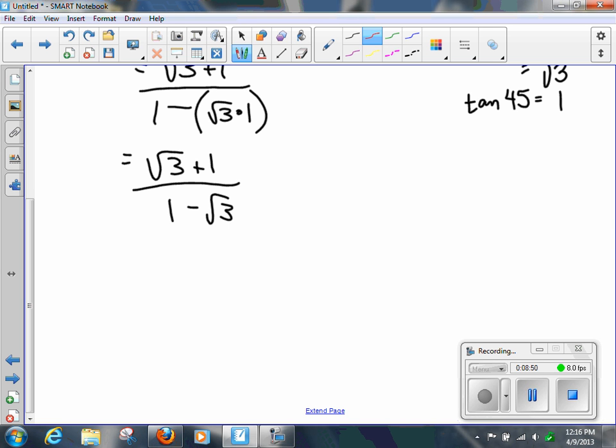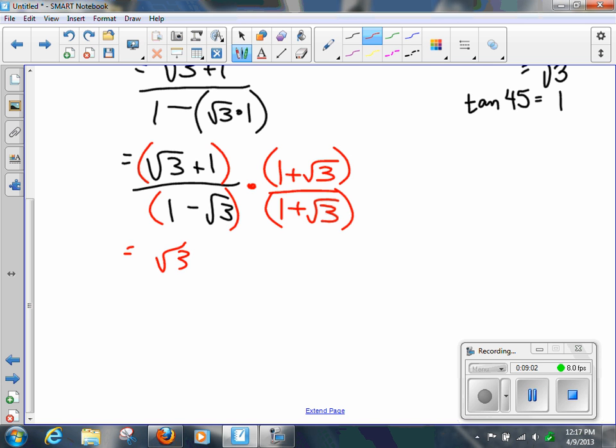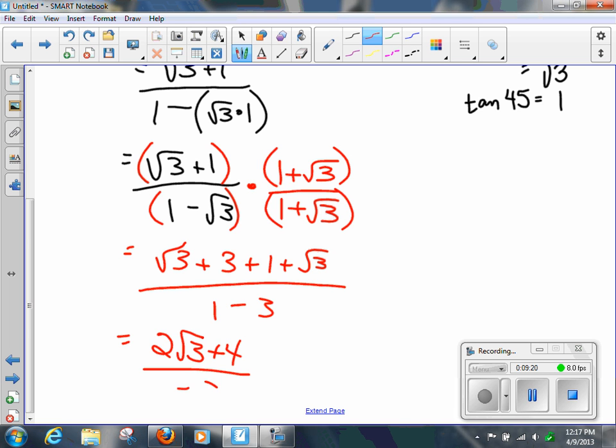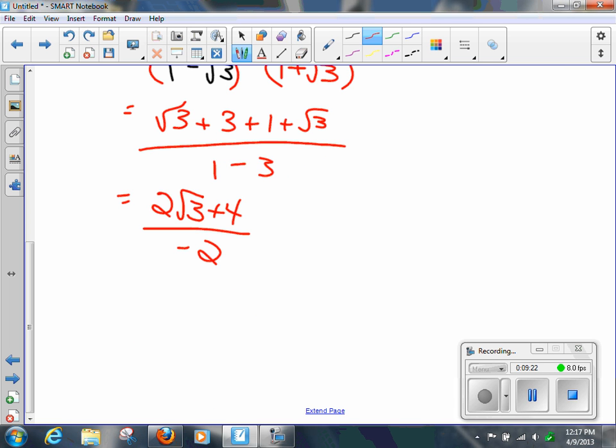Conjugate. Yeah, multiply by the conjugate. 1 plus root 3 over 1 plus root 3. And then we FOIL that out. And we get root 3 plus 3 plus 1 plus root 3 over 1 minus 3. Y'all down with that? Combine like terms. 2 root 3 plus 4 over negative 2. Y'all following me?